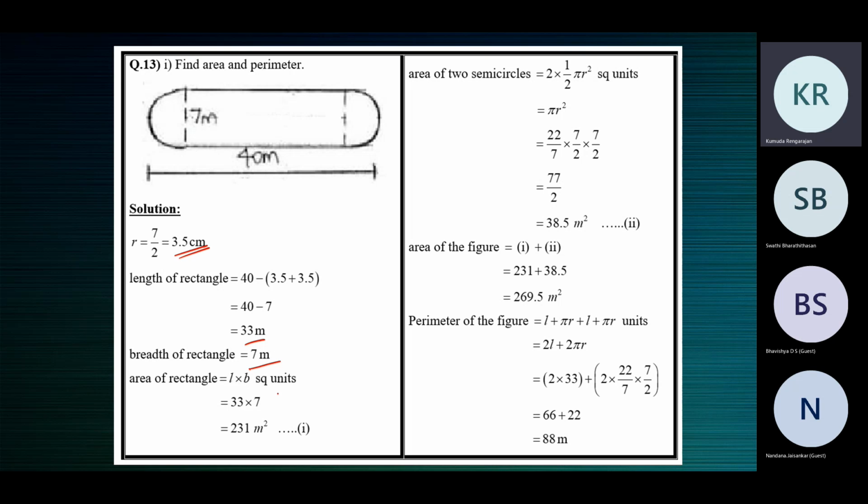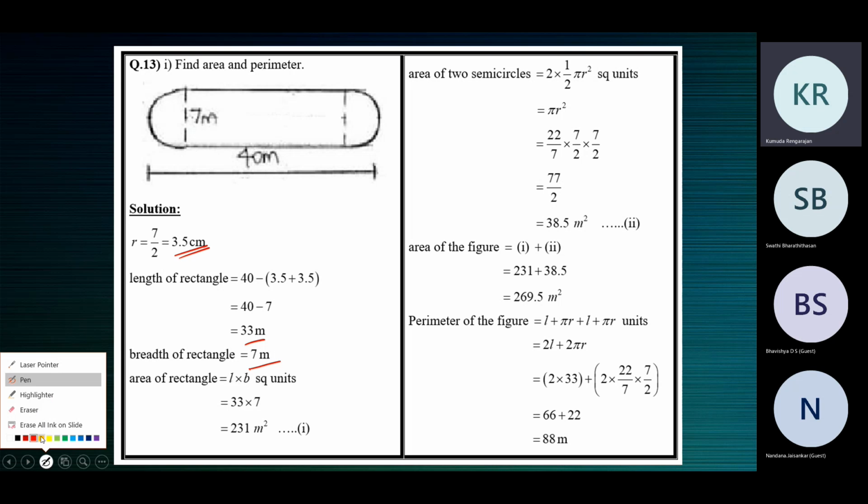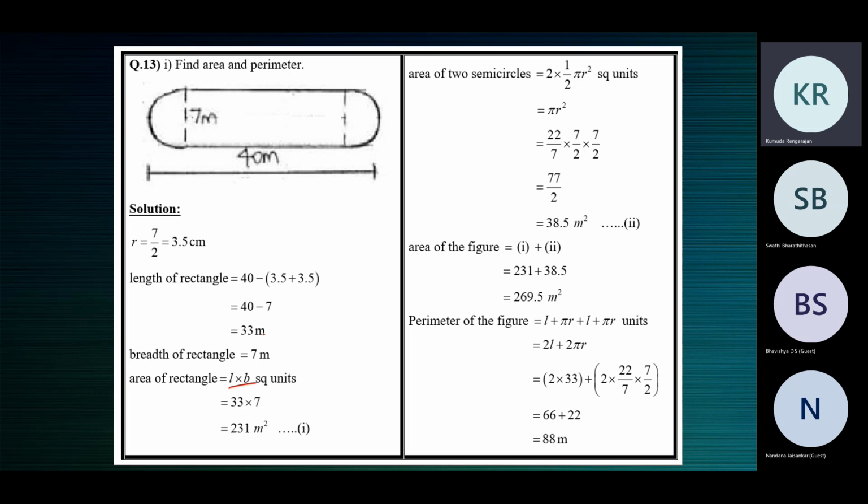We have the radius of the semicircle. Now let's find the area and perimeter of the figure. Area is L into B, 33 into 7, 231 meters square.